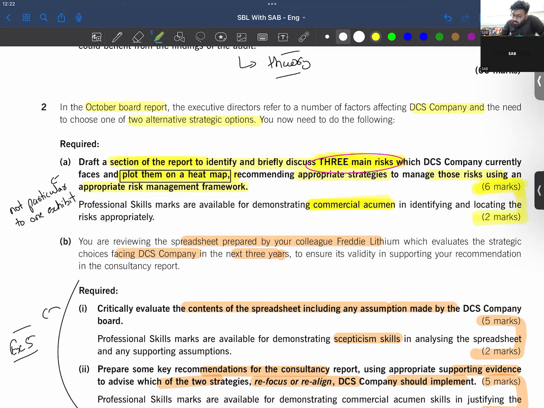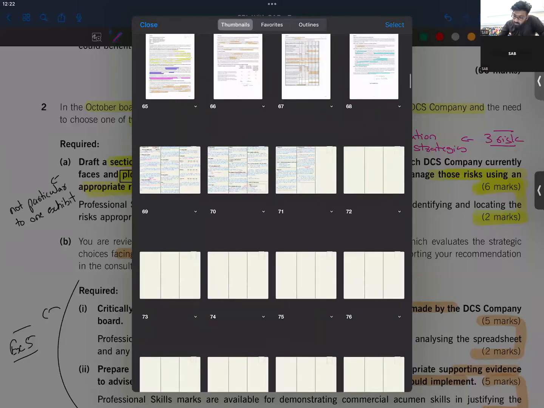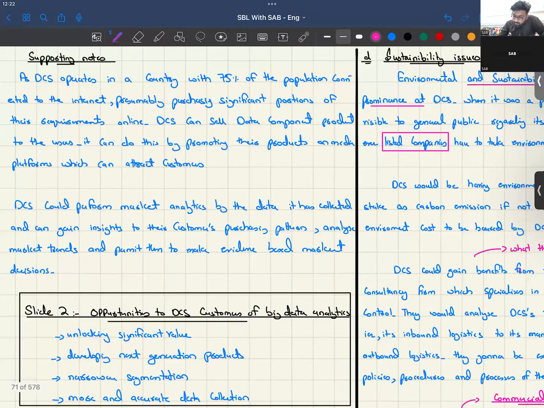Then you have to plot them on a heat map. That means the heat map also needs to be created, right? And then appropriate strategies with a model. So approximately three risks, and then mitigation strategies using the TARA model. You don't need to mention the model there. You just know a framework which is applied here.